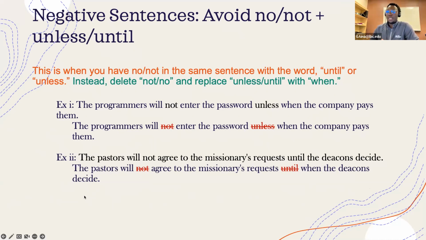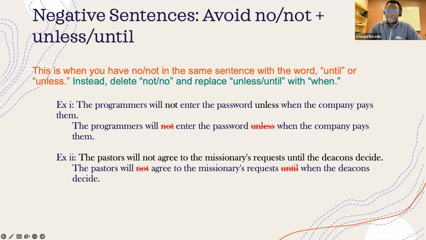Right, so it makes your sentence more positive. Instead of telling your audience what is not, you're telling your audience what is, right? Because in academic writing, you must always try to be as direct as possible. Yeah. So I think that's it.